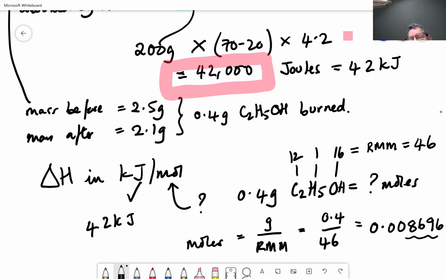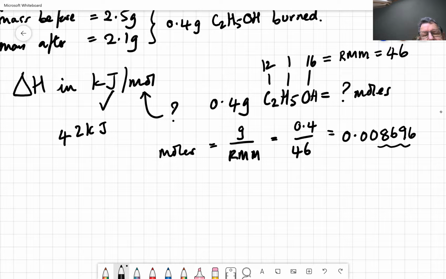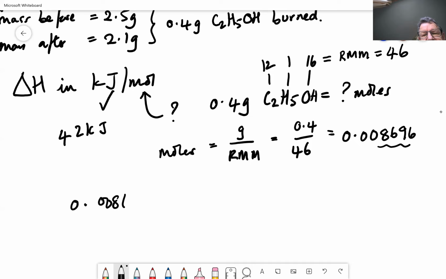So going back, 0.008696 moles produced 42 kilojoules. So what I have to do now is ask, what would one mole produce? You work it out.